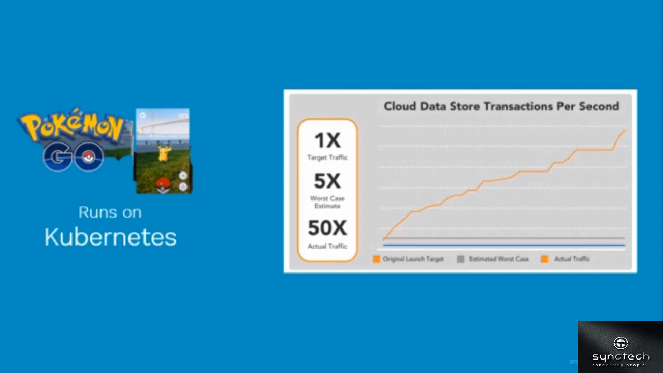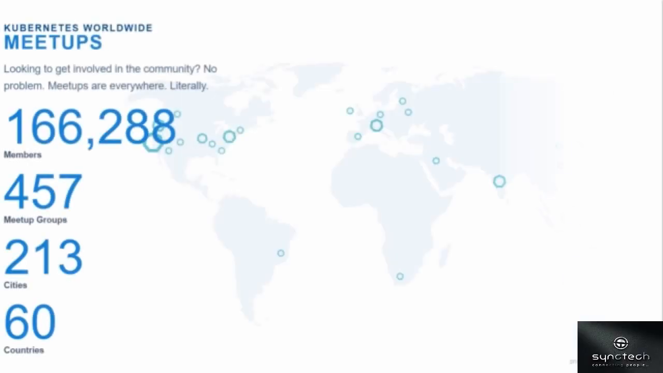So at that time, to keep up with traffic, Niantic, the company behind Pokemon Go, took the help of teams at Google to move Pokemon Go onto the Google Container Engine. To date, Pokemon Go is the largest Kubernetes deployment on Google Container Engine. If you look at Kubernetes meetups worldwide, there are more than 150,000 members in various meetup groups in 60 countries. These are certainly huge numbers for a 3-year-old technology.